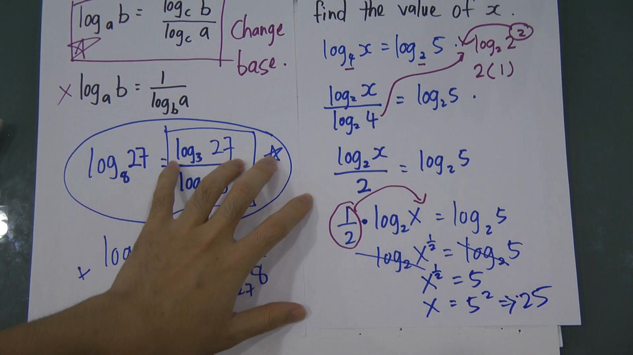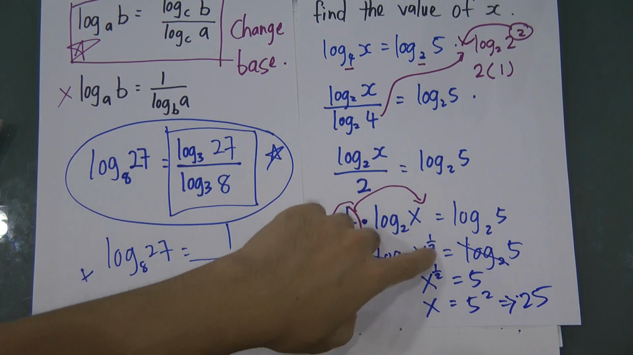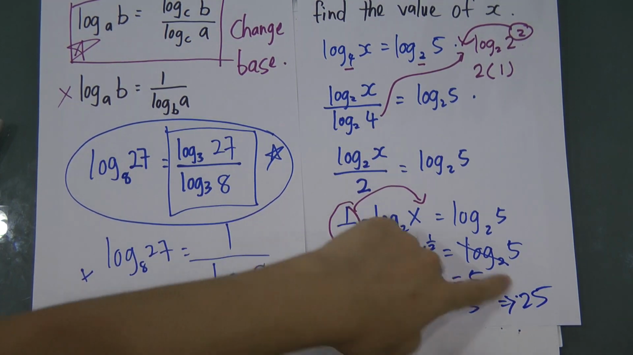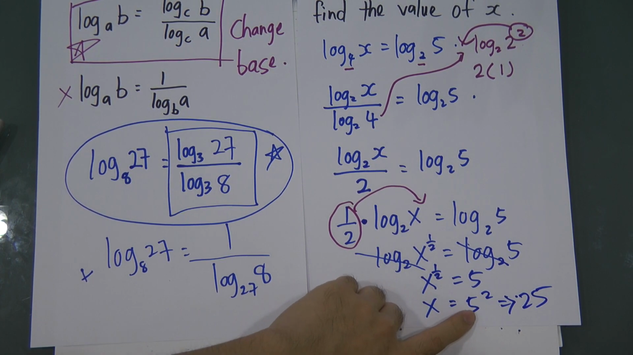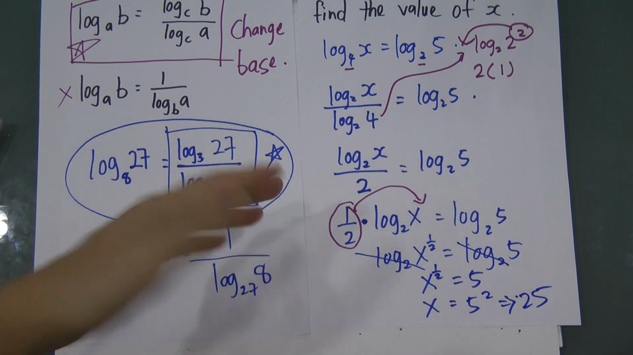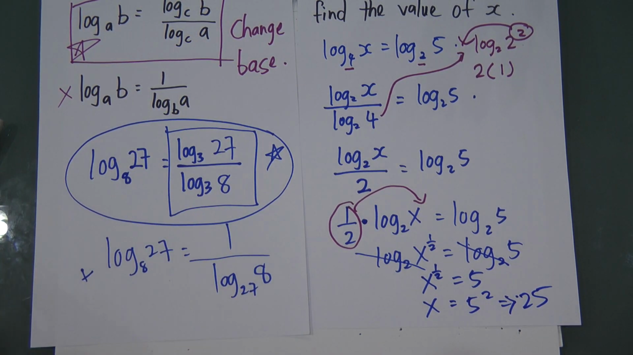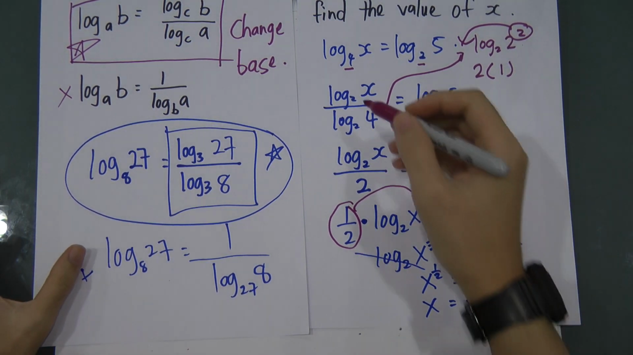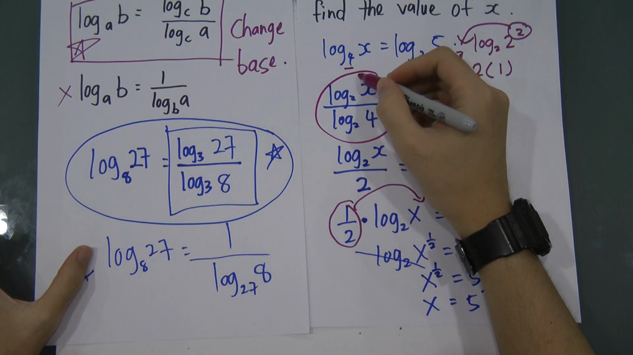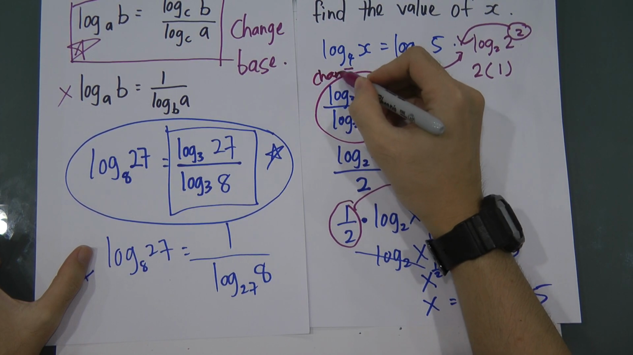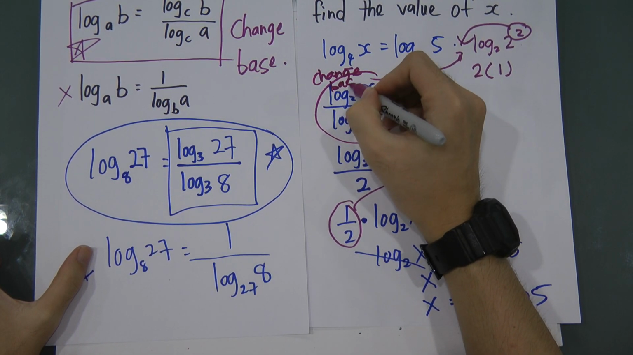Alright, so you have to understand that power 1 over 2 actually means square root. A square root you move to the other side, actually you give it a square. So 5 squared you get 25. Alright, not really hard, right? But first, in this kind of question, you must know how to change base. You must know how to change base.